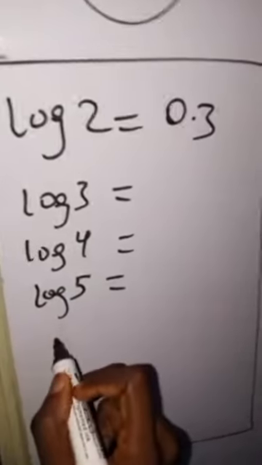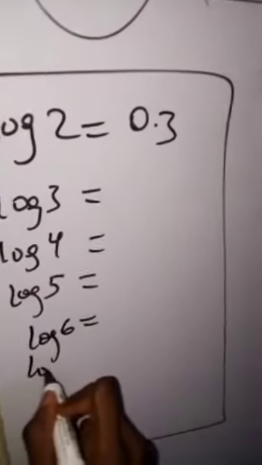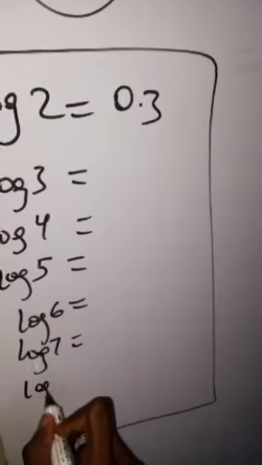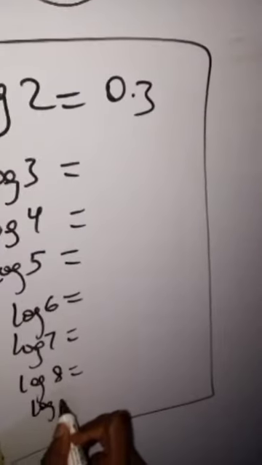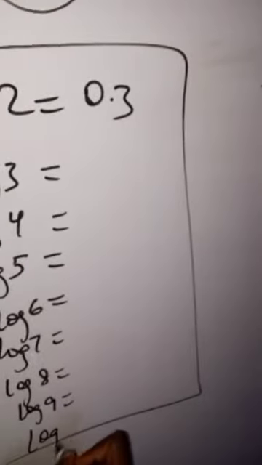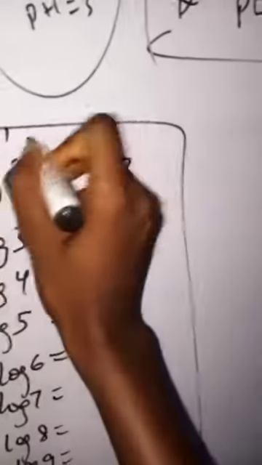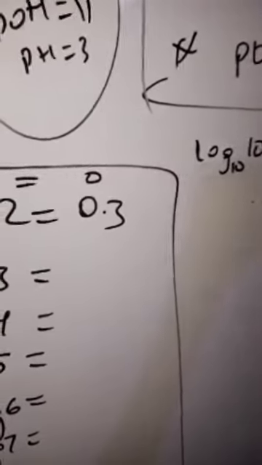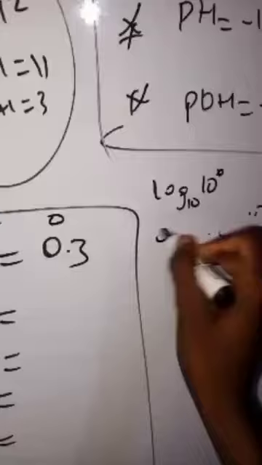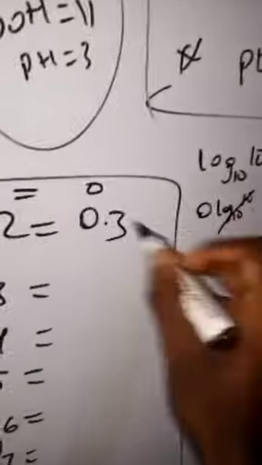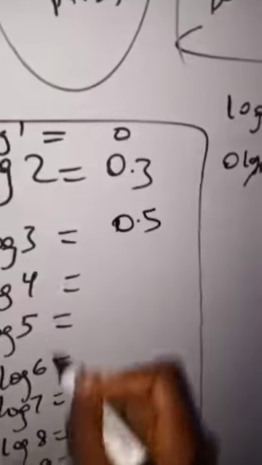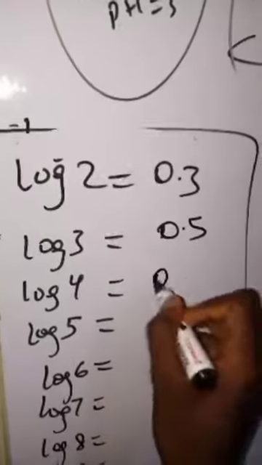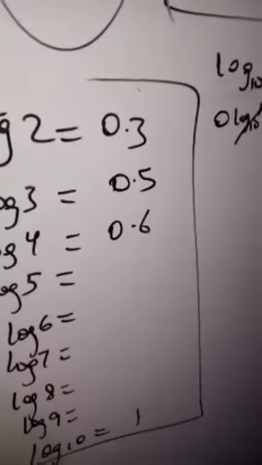Log 5, log 6, log 7, log 8, log 9. Log 10 is 1, definitely. And you can ask me, what's log 1? Log 1 is 0. Any number raised to power 0 is 1. So if this 0 comes to the front, it's 0 log 10 base 10. So it's 0. Yes, what's log 3? 0.5. We don't need this one actually. Log 4 is what? 0.6. Just master this. Yes, you'll be able to solve any question using this.